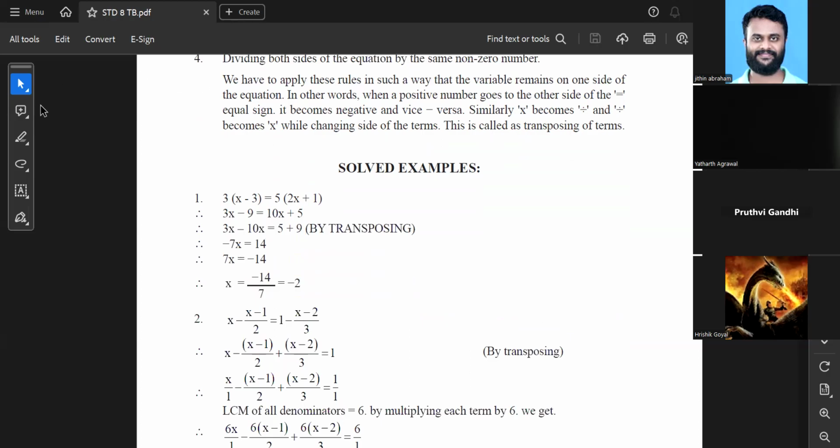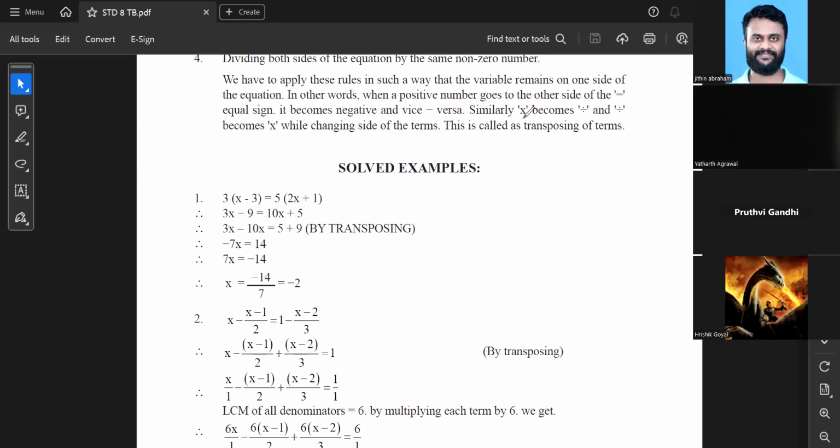Now, we have to apply these set of rules in such a way that the variable remains on one side of the equation. In other words, when a positive number goes to the other side of the equal sign, it becomes negative and vice versa. This I've already told you. So whenever you have plus 5 on the left hand side, when you take it to the other side, it automatically gets removed from here. It becomes minus 5 over here. So for any term, either you can write plus 5 on the left hand side or minus 5 on the right hand side, and vice versa. Okay.